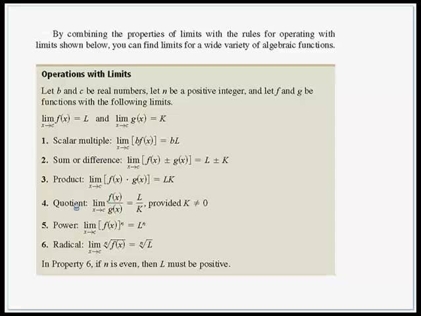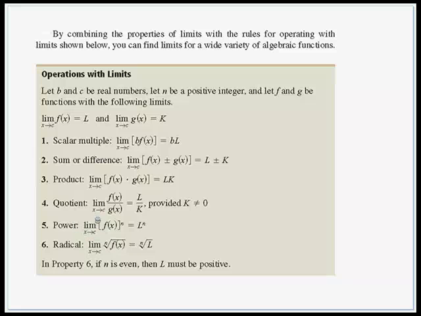We have a quotient property or operation. We have our limit as we approach c of, now it's a function divided by the other, f of x over g of x. Well, the limit of f of x is L, the limit of g of x is k, so the limit is just L divided by k, as long as k does not equal 0, because we don't want the world to end. We also have the power operation.